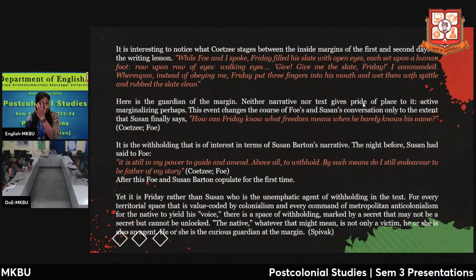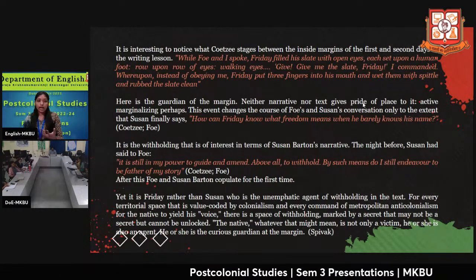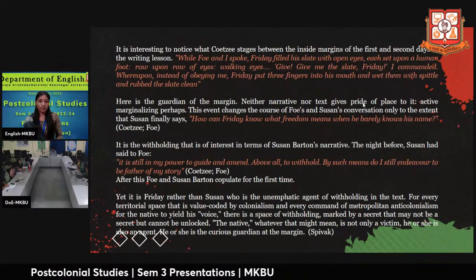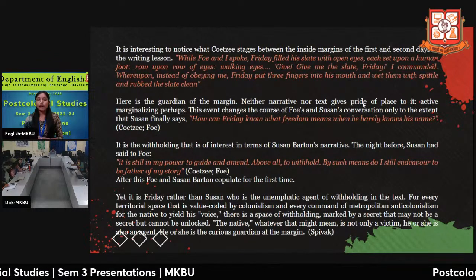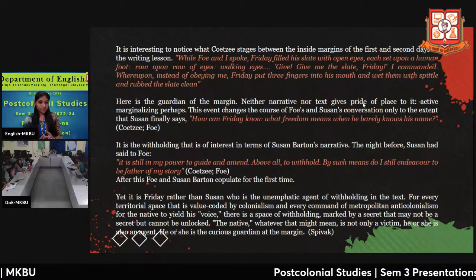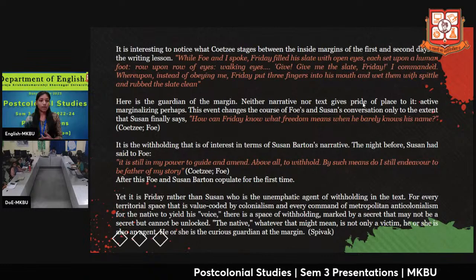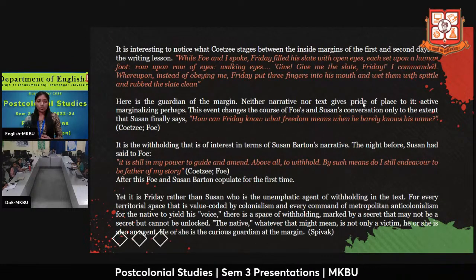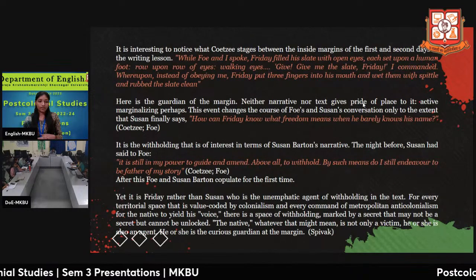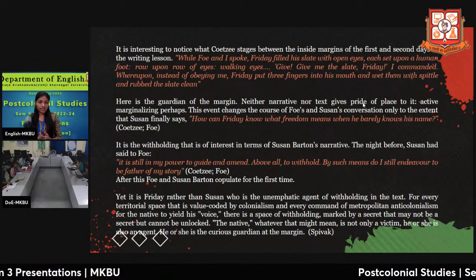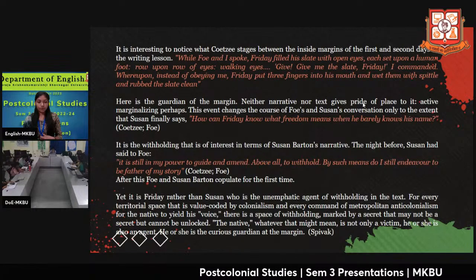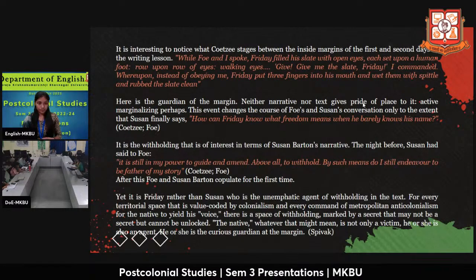Here Susan also wants to be a guardian over Friday, and through her dialogue, how can Friday know what freedom means when he barely knows his name? Through this dialogue we can see the concept: "It is still in my power to guide and amend, above all to withhold. By such means do I still endeavor to be father of my story." Through this dialogue we can say that Foe and Susan Barton copulate for the first time.